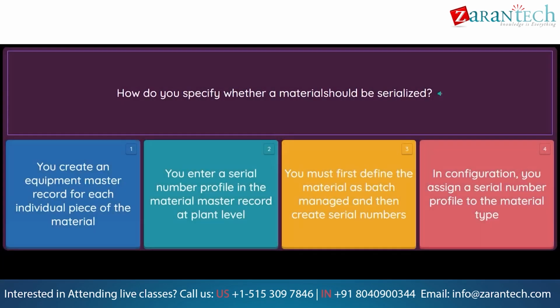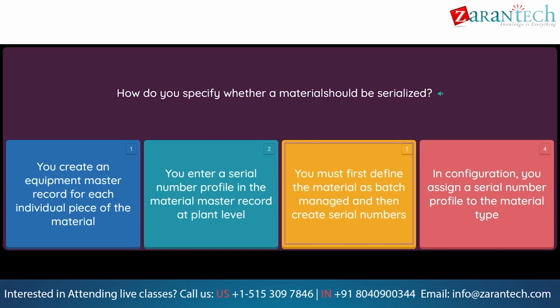Question: how do you specify whether a material should be serialized? Option 1: you create an equipment master record for each individual piece of the material. Option 2: you enter a serial number profile in the material master record at plant level. Option 3: you must first define the material as batch managed and then create serial numbers. Option 4: in configuration, you assign a serial number profile to the material type.